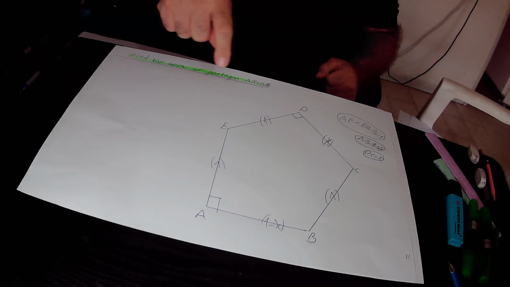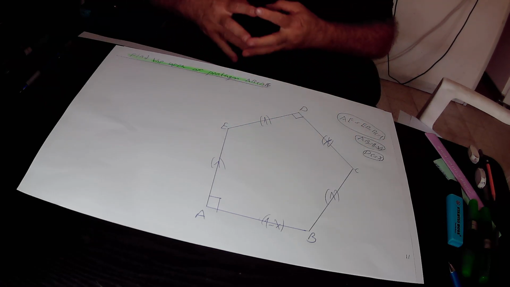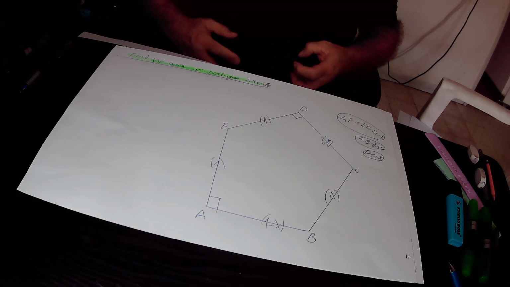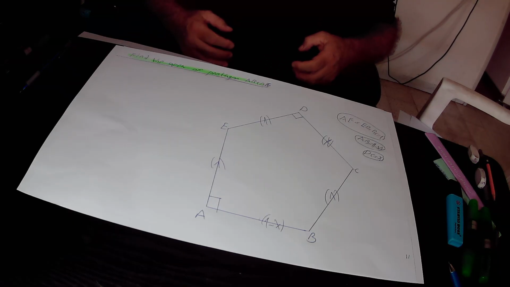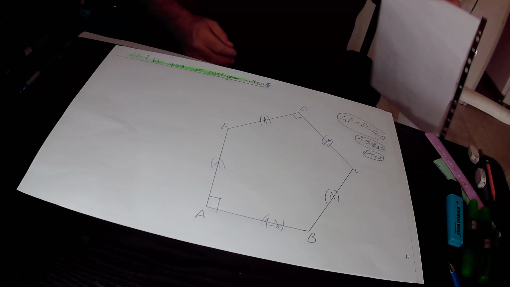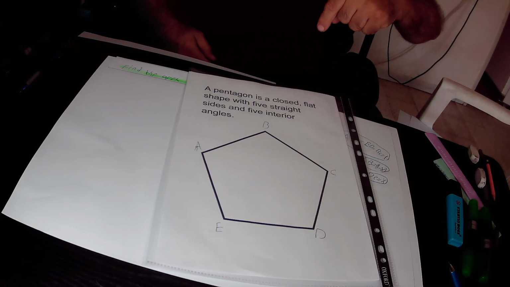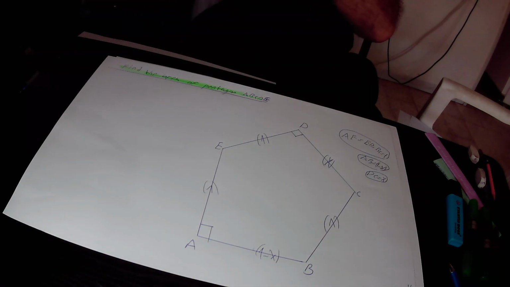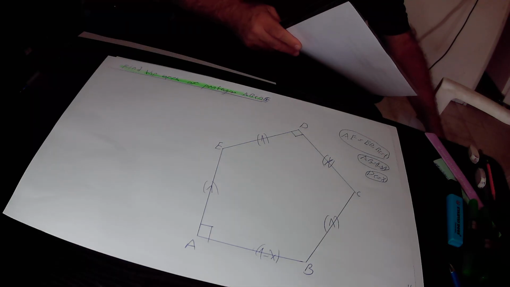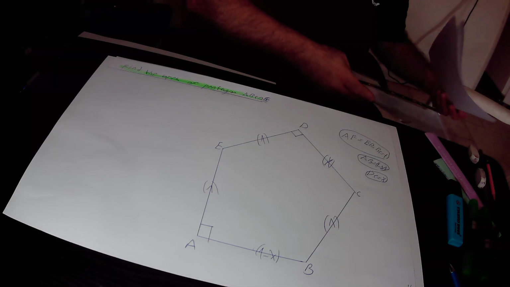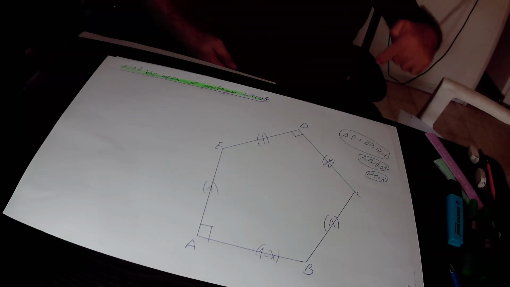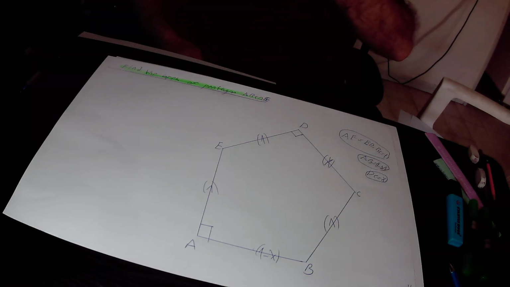In the drawing we have pentagon ABCDE. So what is a pentagon? A pentagon is a flat closed shape with 5 straight lines and 5 interior angles. This is pentagon ABCDE. It has 5 sides, 1, 2, 3, 4, 5, and 5 interior angles. Okay, so our task is to find out the area of this pentagon ABCDE.